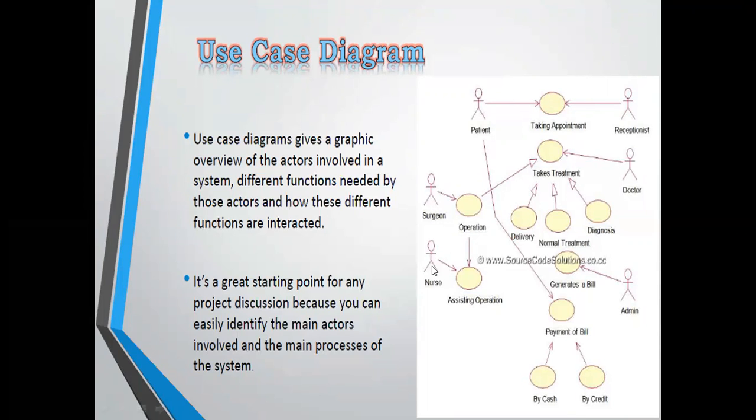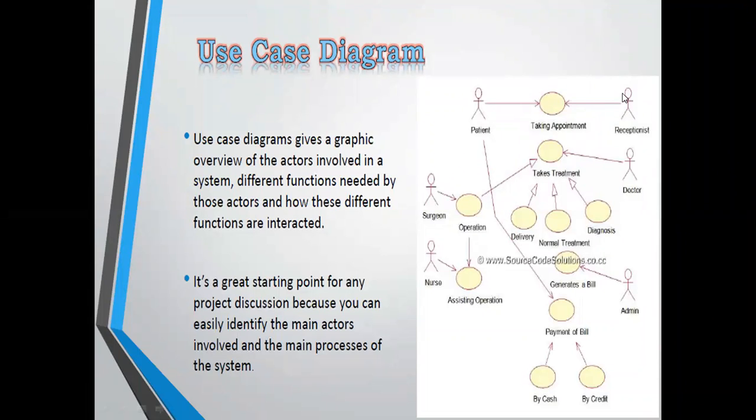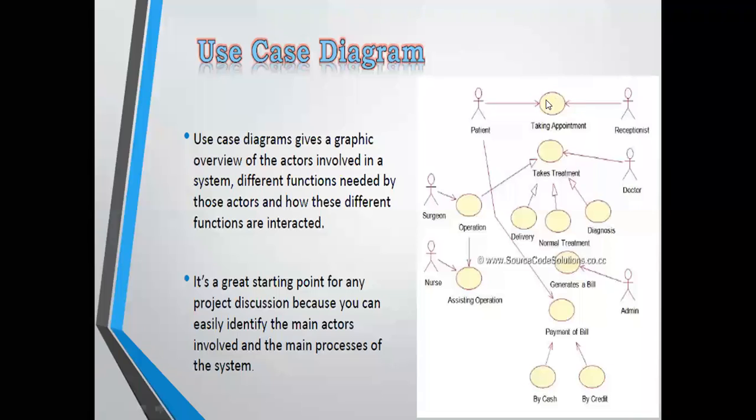Surgeon, nurse. Consider the system for hospital management. Okay. So patient is there, receptionist is there, doctor is there, surgeon is there, nurse, okay, and admin is there. Here, consider the scenario: patient comes to the hospital for taking an appointment, then the receptionist will take that appointment. The circle or this ellipse indicates that this is the use case. Okay, this arrow is the association.